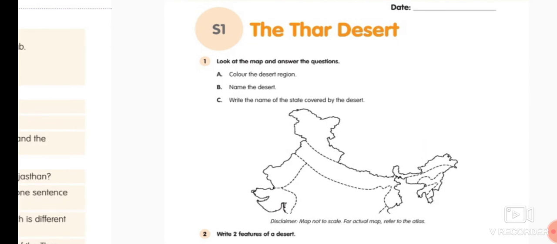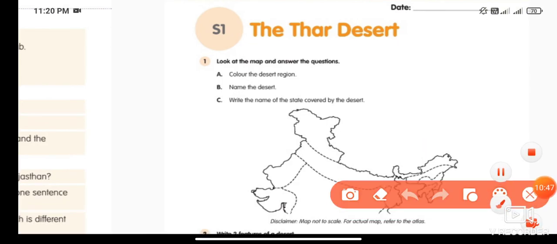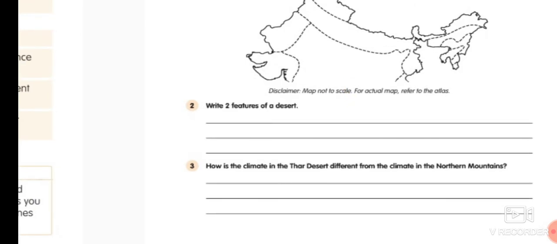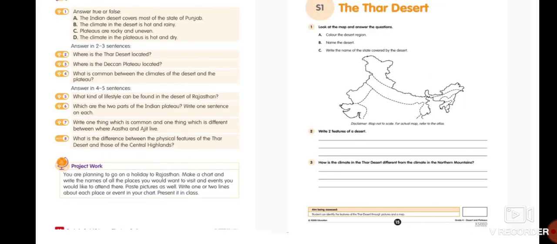First, question number 1: you have to look at the map and answer the question. From this given map you have to color the desert region, name the desert, and write the name of the state covered by the desert. In which state will you find desert, so you have to do that one. Question number 2 is write two features of desert. Question number 3 is how is the climate in Thar desert different from the climate in the northern mountains. So those things you have to do by yourself.